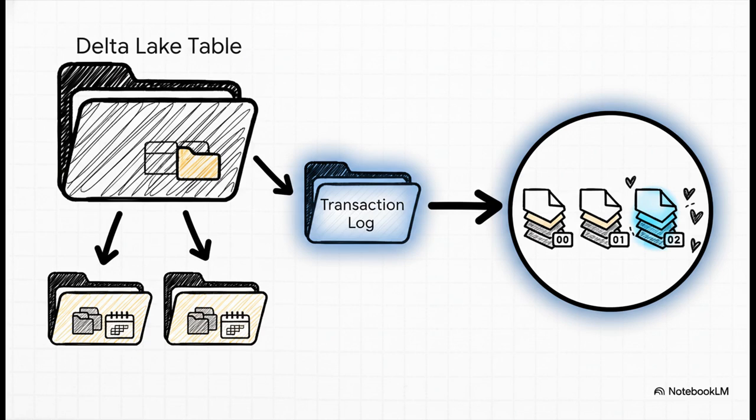And here's what it actually looks like in your storage bucket. You've got your data files, your partitions, all this stuff we're used to. But now you have this magic little folder, _delta_log. Inside, you'll see these JSON files, numbered in order, 0, 1, 2, and so on. Each one represents a single atomic commit to the table. That, right there, is the beating heart of Delta Lake.